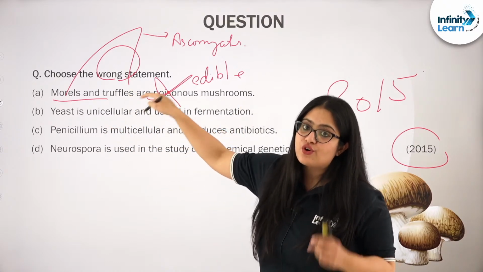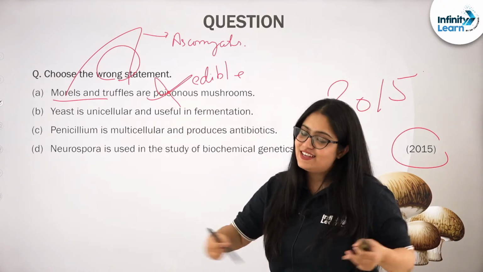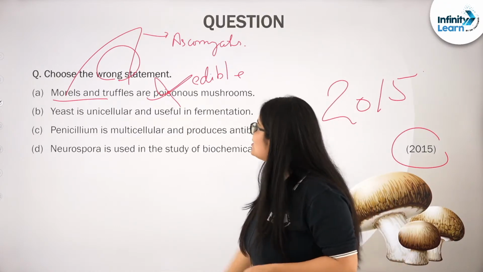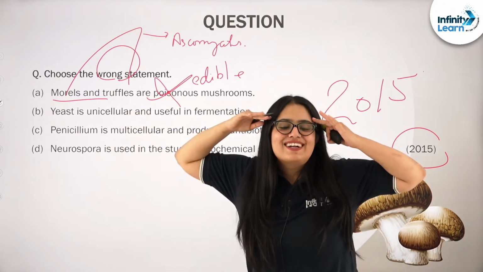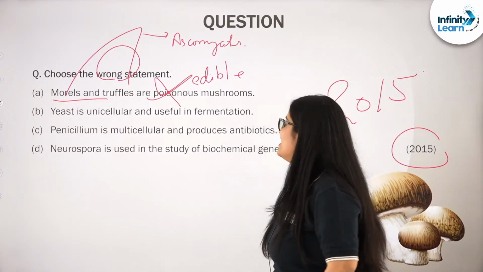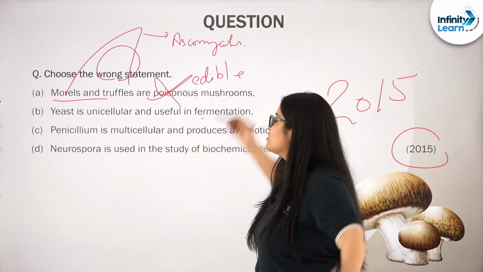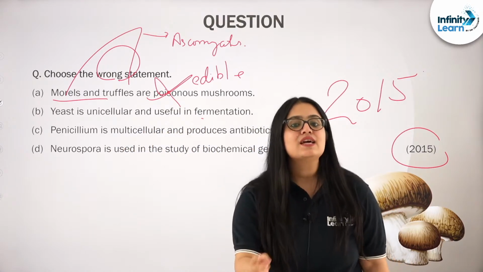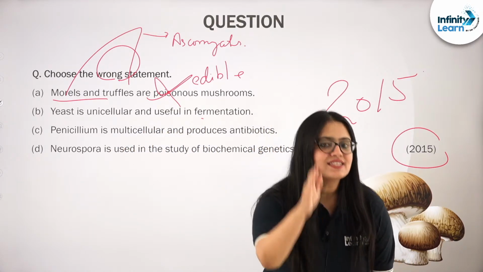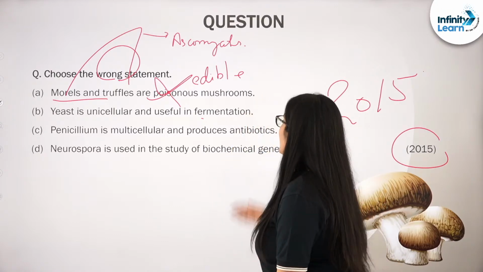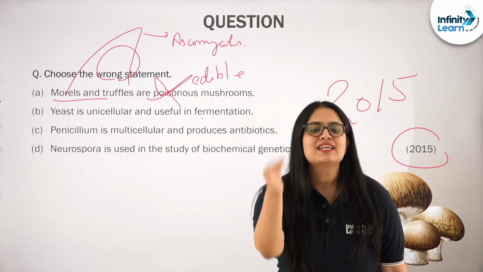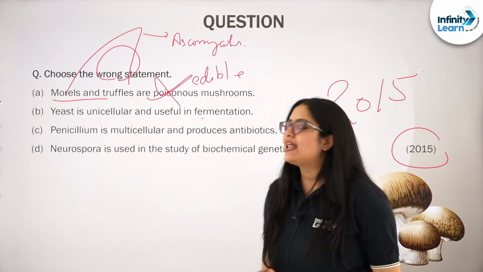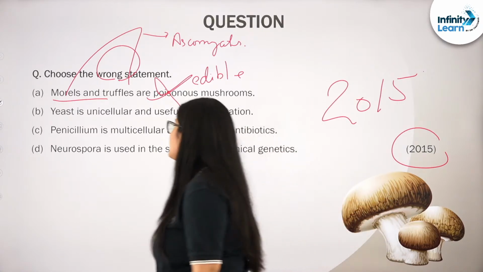In the previous question also we discussed this, right? Again, NTA is repeating the history. Yeast is unicellular. Come on, several times NTA has repeated this statement. Yeast is unicellular, useful in fermentation. We all know that. Penicillium is multicellular. Yes, Penicillium is a member of Ascomycetes and it is a multicellular fungus and it produces the antibiotic penicillin discovered by Alexander Fleming. Do not forget that.